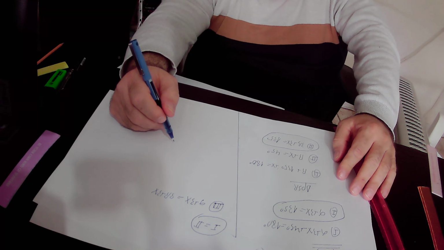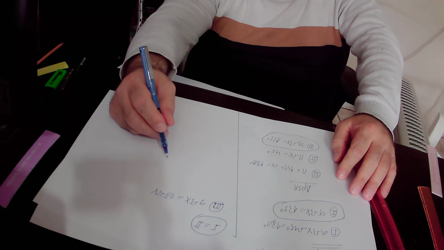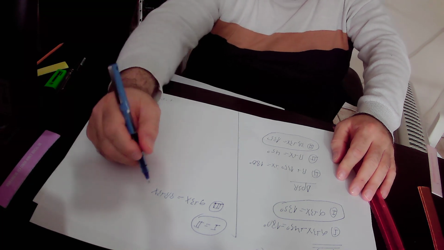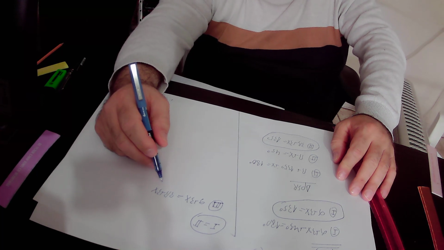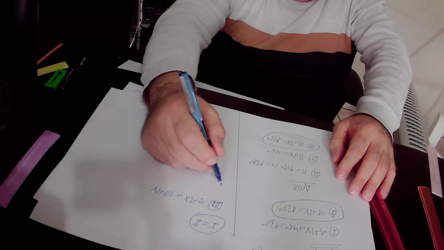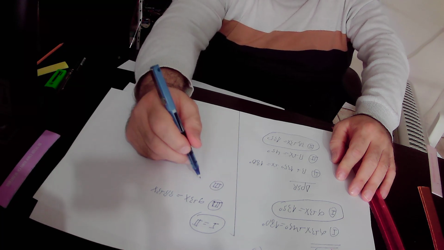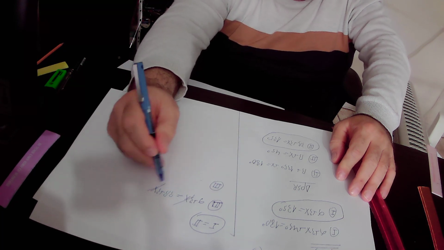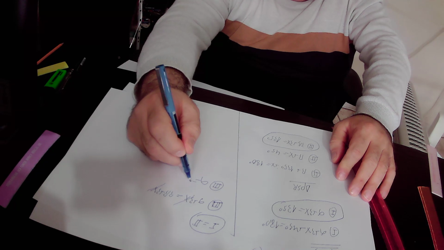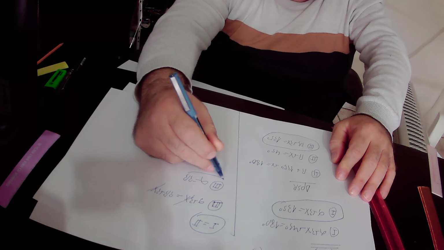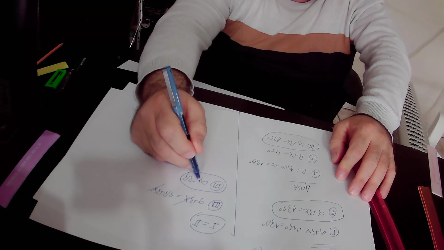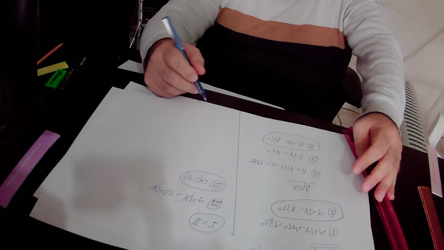So we got equation number 3, which says that alpha plus 3x equals 3 beta plus 3x. We will subtract 3x from equation number 3, and we will get that alpha equals 3 beta. So we found out that according to equation number 3, alpha equals 3 beta.